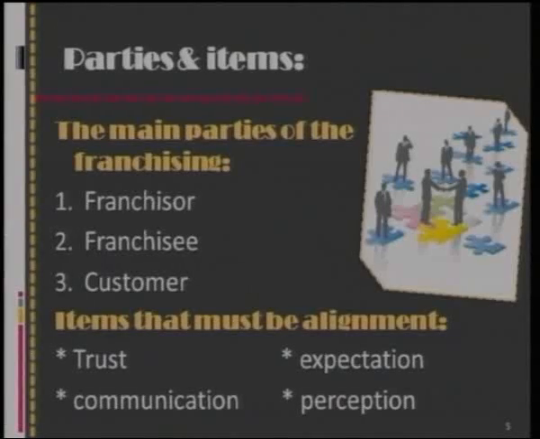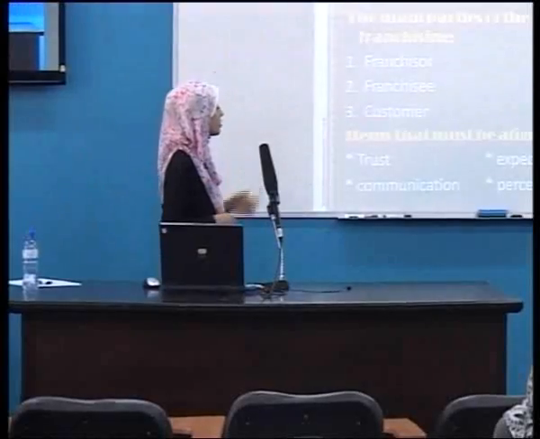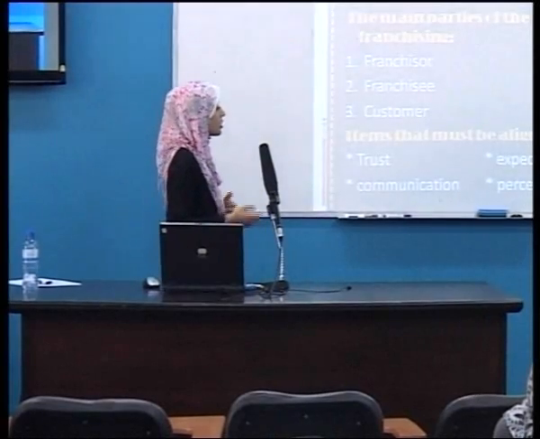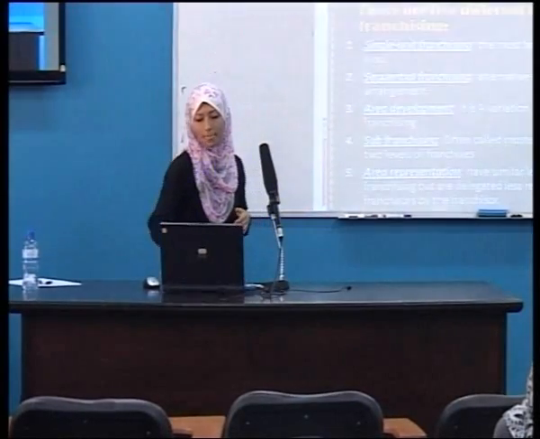Parties and items of franchising. The main parties of franchising: franchisors who give the agreement, franchisees who take the agreement, and the customers. Items that must be aligned in the franchising process: trust and credibility, expectations about the future of this relationship, and communication. All the parties of franchising must have good skills about interacting with each other and perceptions.